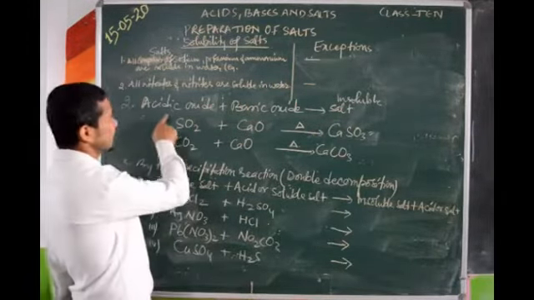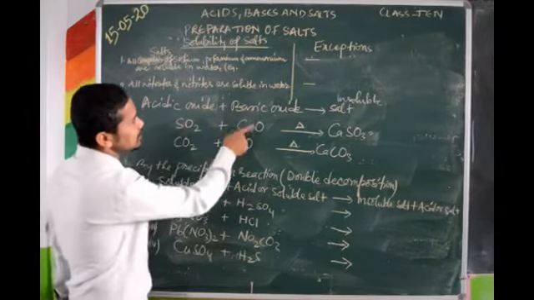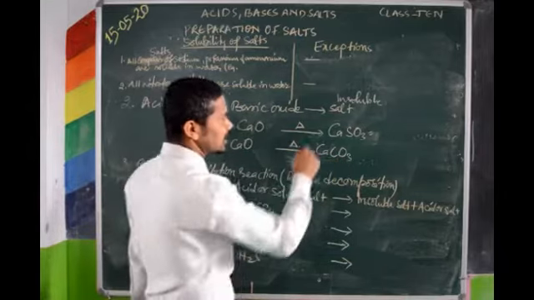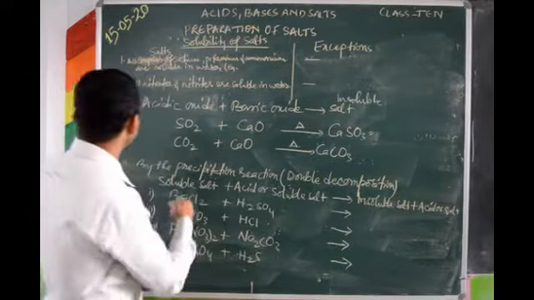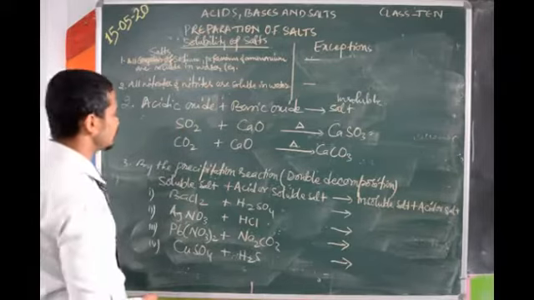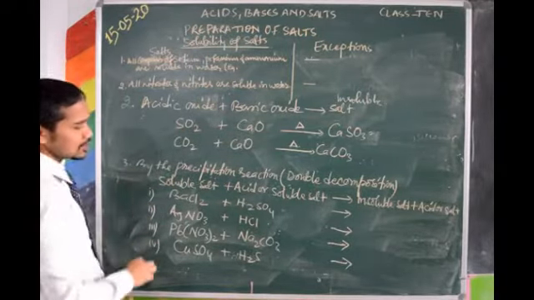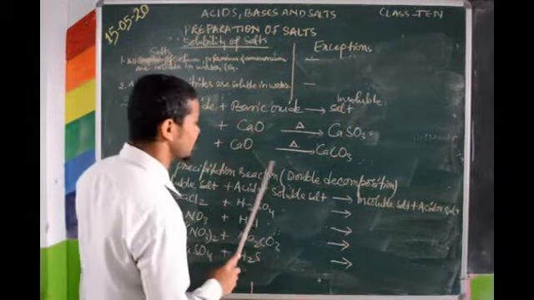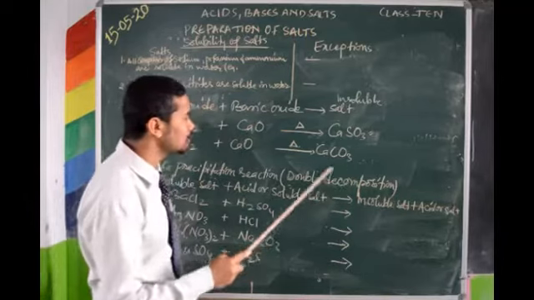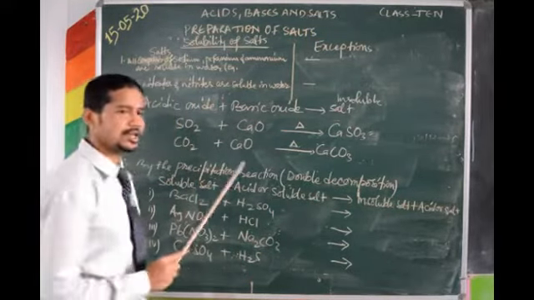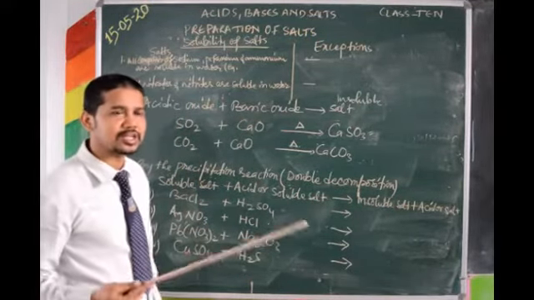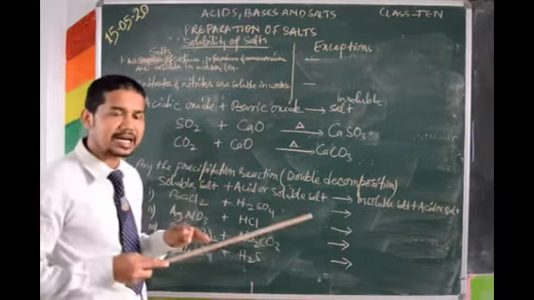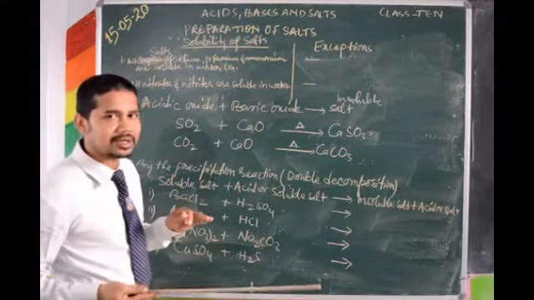Similarly, carbon dioxide, an acidic oxide, plus calcium oxide, a basic oxide, when heated, gives calcium carbonate, which is another insoluble salt. So this is the second way of preparing insoluble salt. Now the third way is by the precipitation reaction, also termed a double decomposition reaction. Precipitation is the process by which insoluble salts are formed. They will be precipitated, that means they will be in the form of solid.